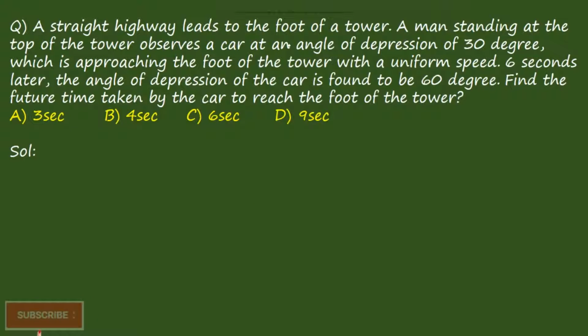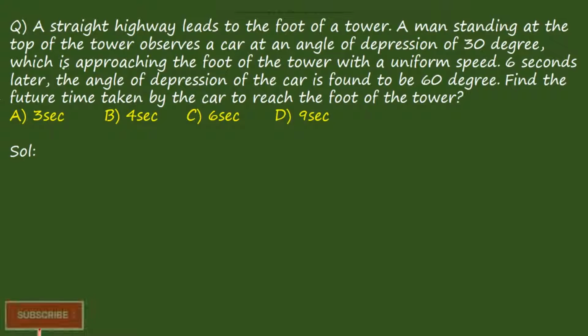A straight highway leads to the foot of a tower, and a man standing at the top of the tower observes a car at an angle of depression of 30 degrees, which is approaching the foot of the tower at a uniform speed. 6 seconds later, the angle of depression of the car is found to be 60 degrees. Find the further time taken by the car to reach the foot of the tower.